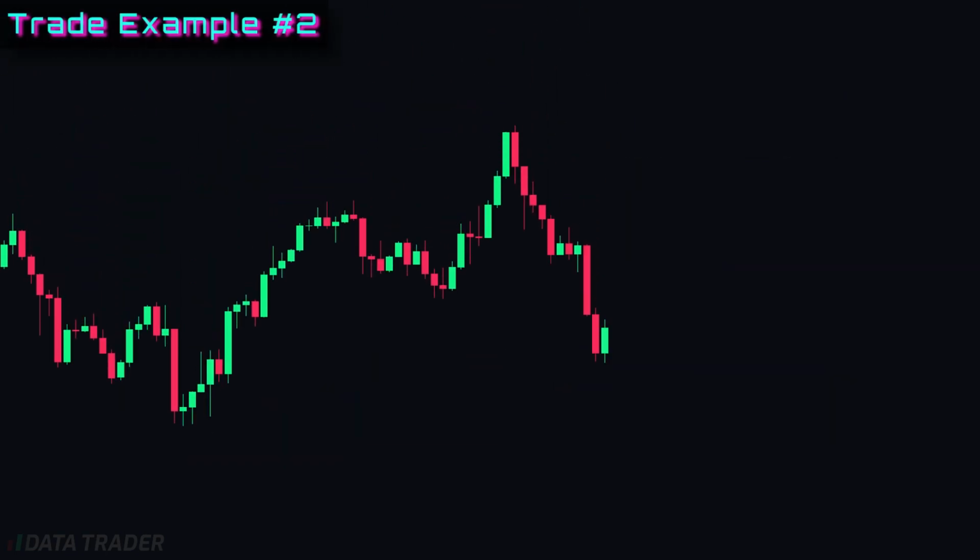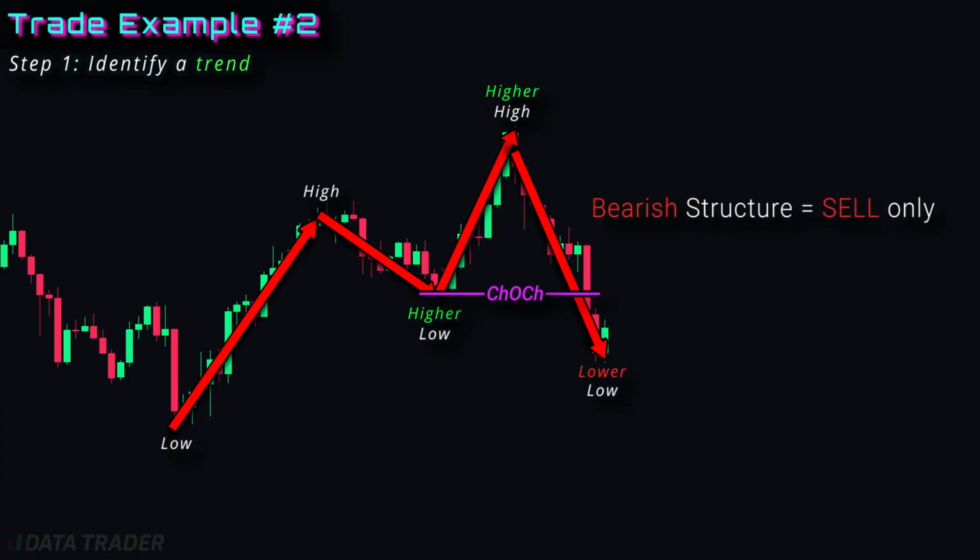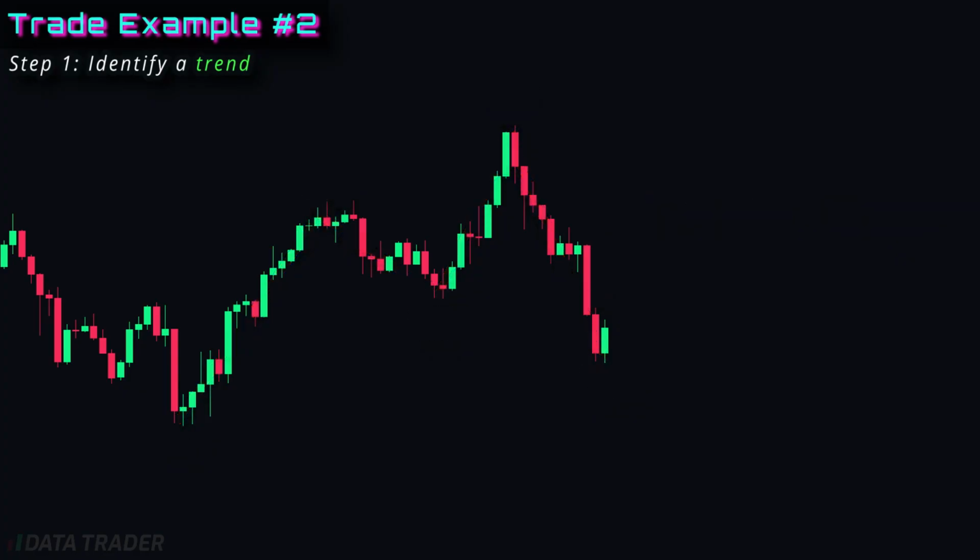So again, the first step is finding and identifying a trend. And in this chart, we can actually see that price initially created higher highs and higher lows, indicating that the market is initially on an uptrend. However, we noticed that a change of character has happened, as price went down, breaking below the previous lows, forming lower lows. This shows us that the market is now on a downtrend, meaning we're looking to take sell positions only.